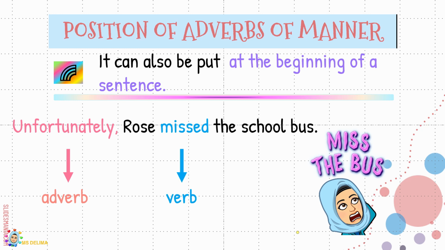An adverb of manner also can be put at the beginning of a sentence. For example, unfortunately, Rose missed the school bus. The adverb here is unfortunately, and it is put at the beginning of a sentence.